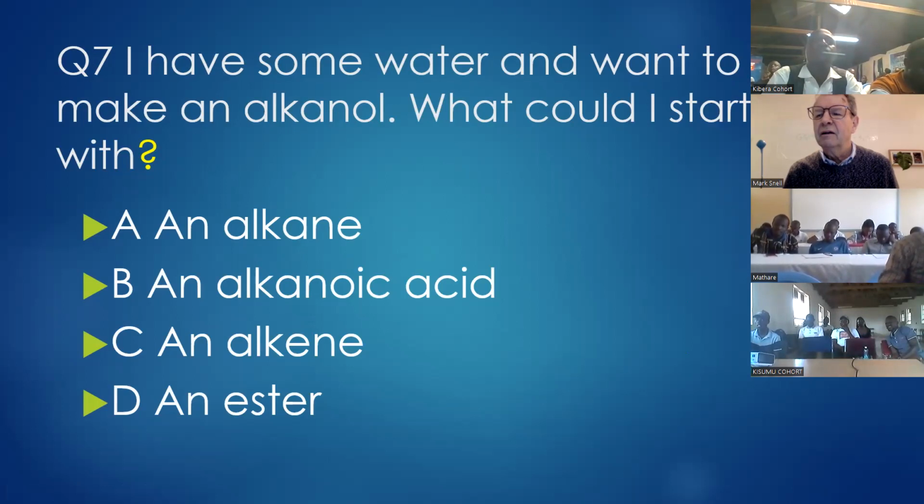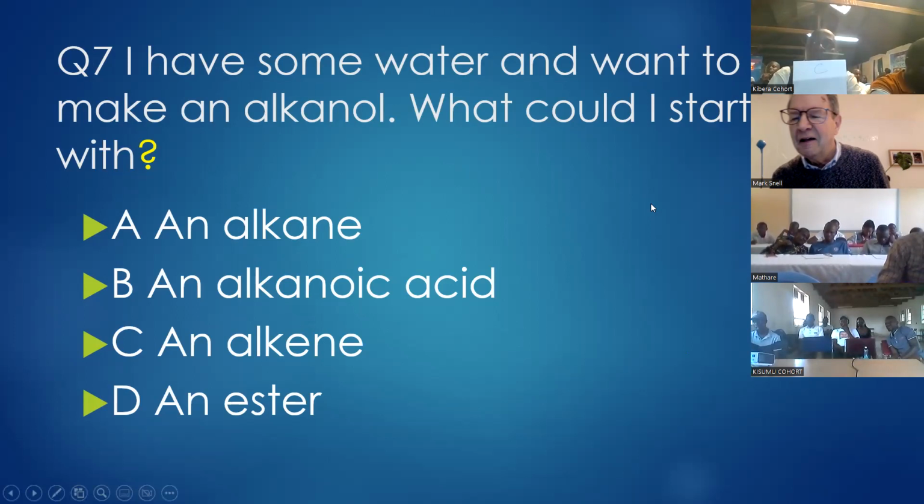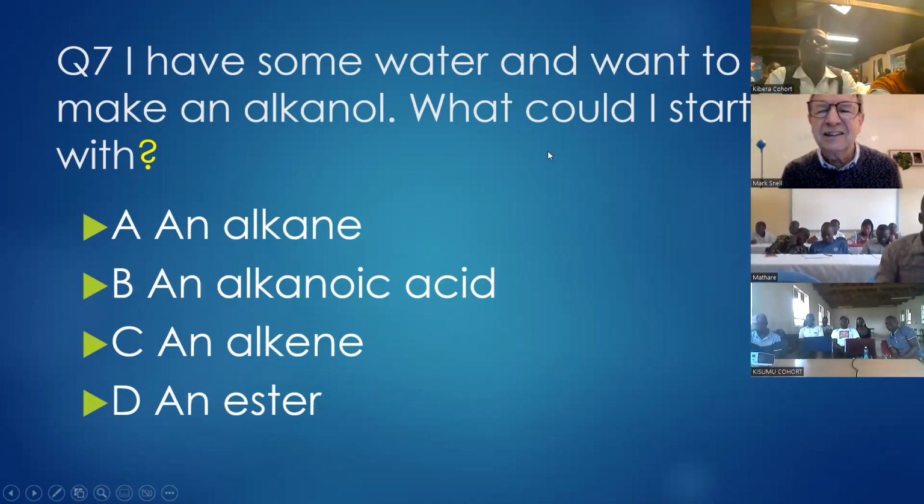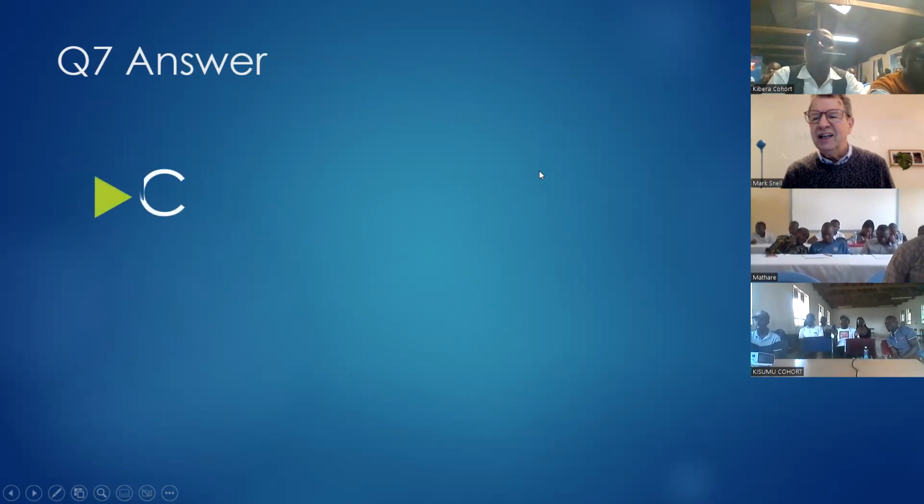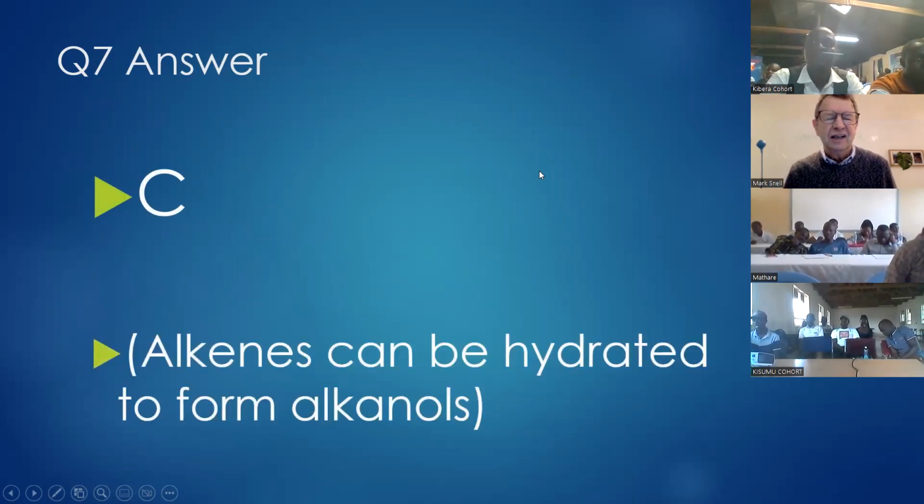Hang on, hang on. Show me an answer. I can't see. A bit closer, please. Yes. The answer is C. Obviously, it's C. It's so easy. Alkenes can be hydrated. We would need the conditions, which are the H3PO4, 300 degrees, 70 atmospheres.